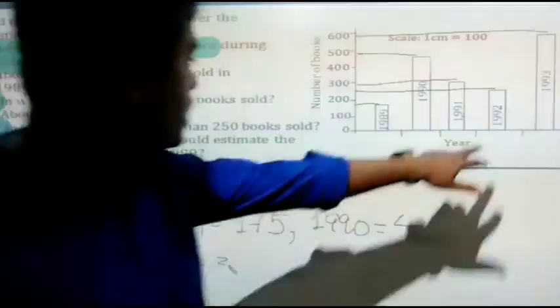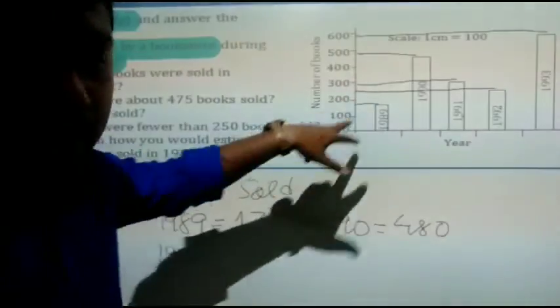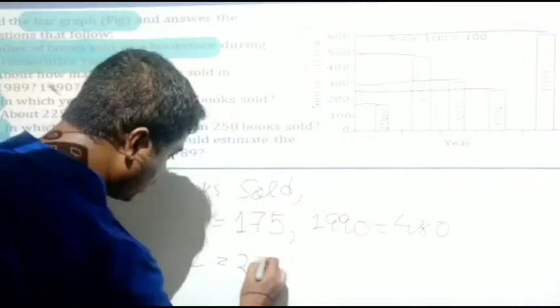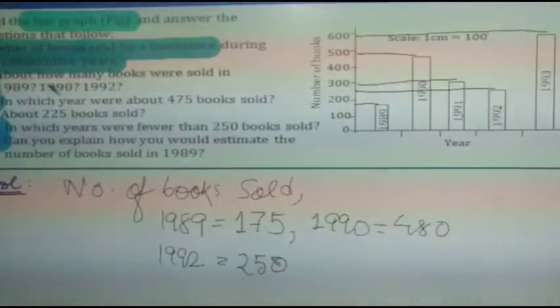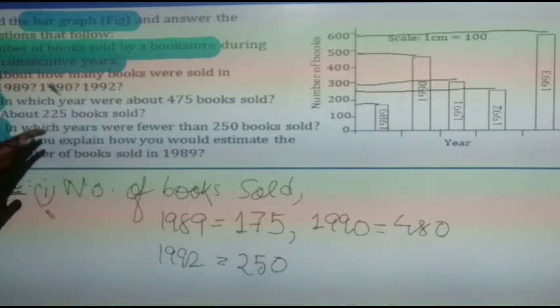Say if I go to the year 1992, you can see this is 1992 and it is almost exactly between 200 and 300. So we'll be writing the value as 250. So this is 1989, 1990 and 1992 we have done. This is for number 1. Let us go to the next question.